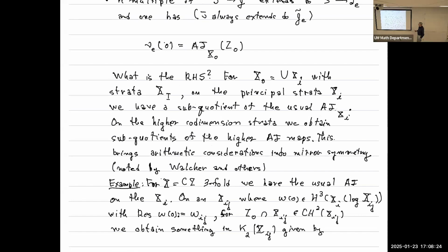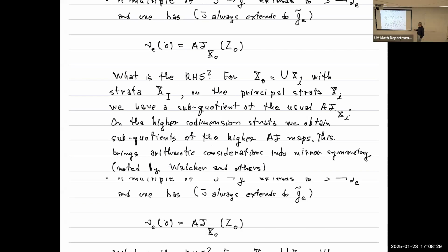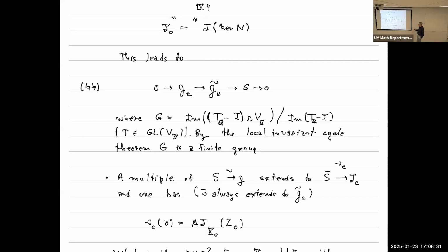In the one parameter case, the normal function always extends to give you something which is a Neron model. It's an extension of a compact complex torus by a finite group. This is the finite group here. The fact that it's a finite group is a non-trivial result. It's called the local invariant cycle theorem.